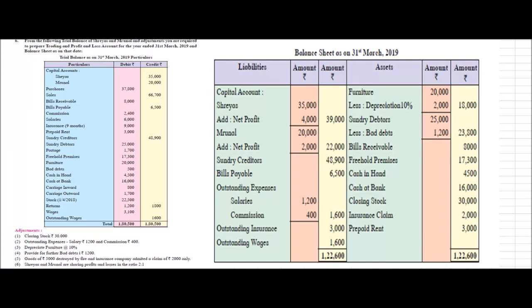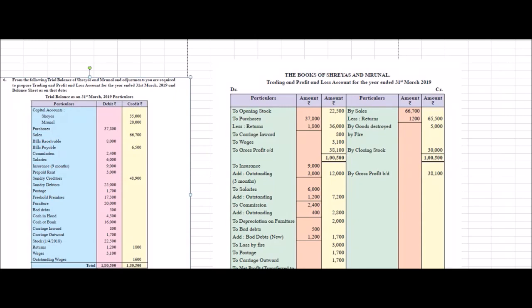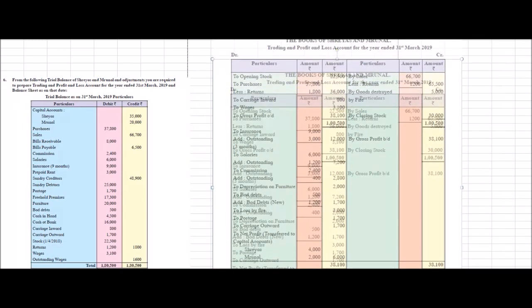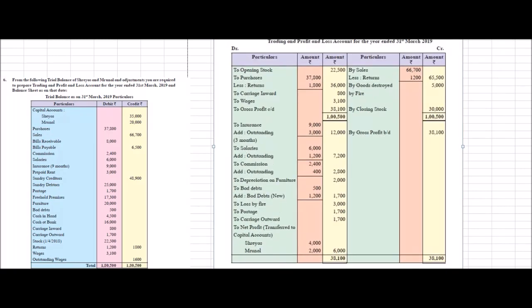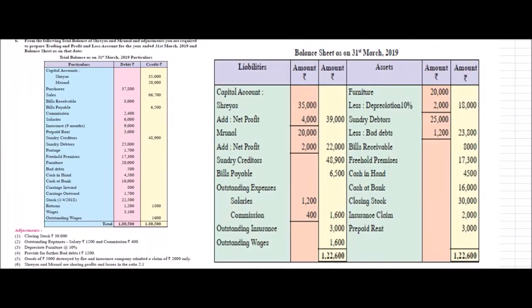When we find out the net profit, that net profit amount will transfer into the capital account. For Shreyas it was 4,000 rupees, and for Mrunal it was 2,000 rupees. Both amounts will transfer into the balance sheet. So the capital account of Shreyas is 35,000.